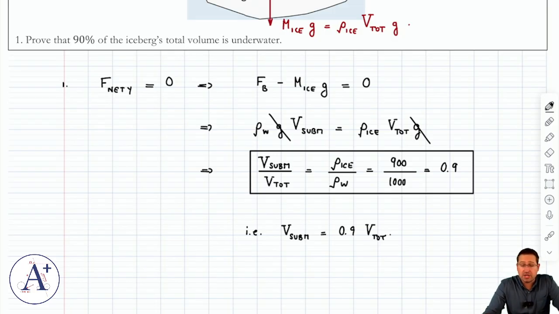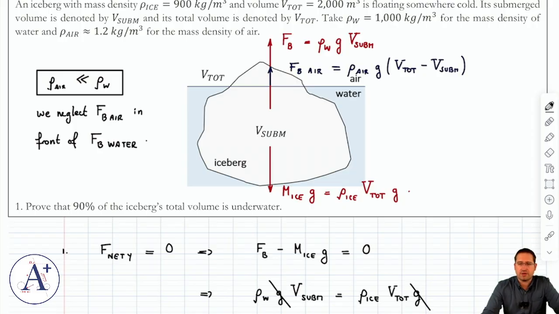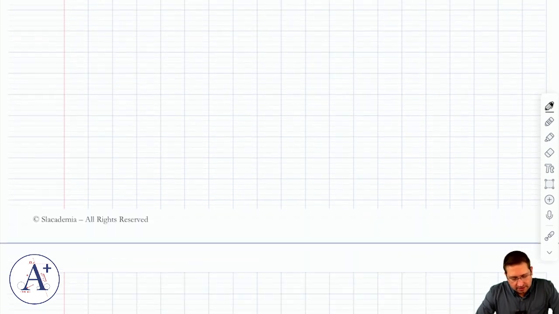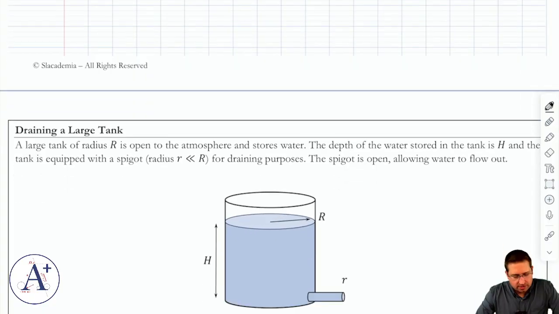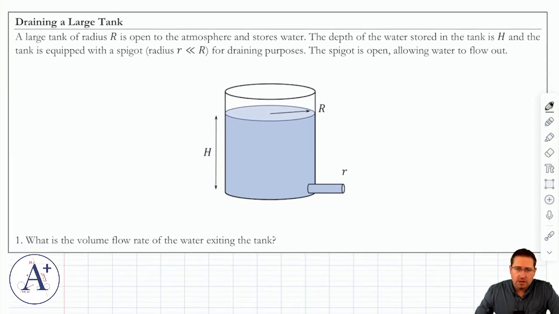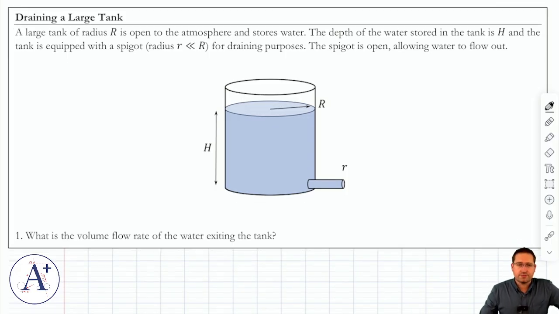So yes, it's a very simple derivation, but there were quite a few things we needed to talk about before we got there. In particular, the fact that the buoyant force due to air can be safely neglected. So that's a classic. It's a good thing to keep in mind when dealing with buoyant forces. If you have the buoyant force due to air, you can probably neglect it in front of the buoyant force due to water for an object that's floating in water.